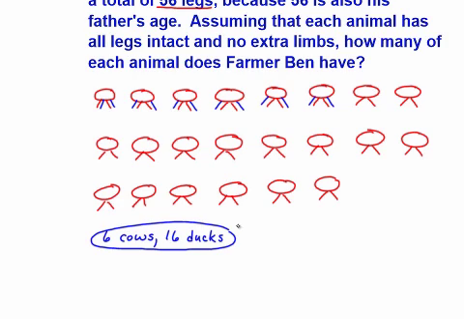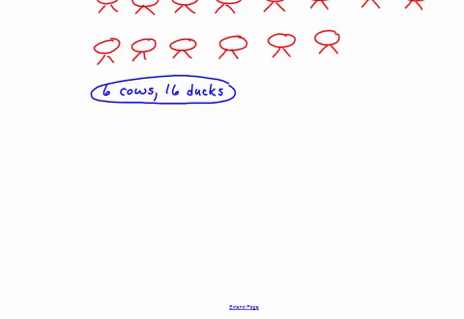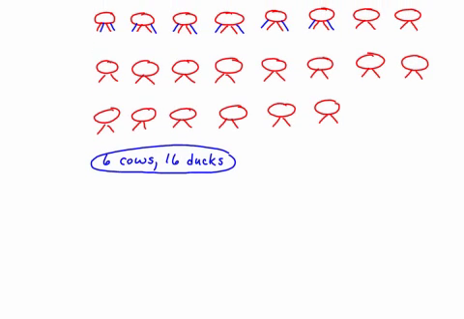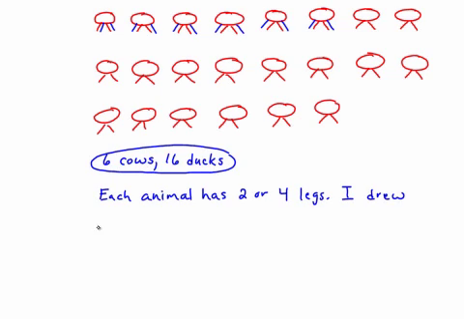Okay, so what I would do is I do want a little write-up about what you did, not just the picture. And so let me show you what that looks like. So basically I would just say, hey, I know that each animal has 2 legs or 4 legs. So what did I do first? I drew 22 basically bodies.